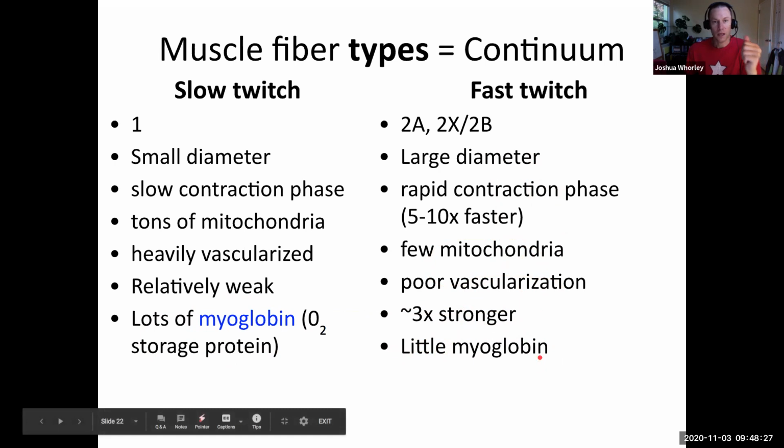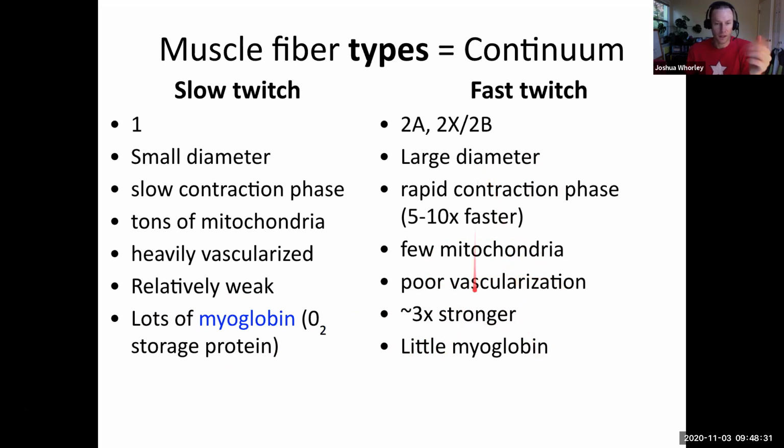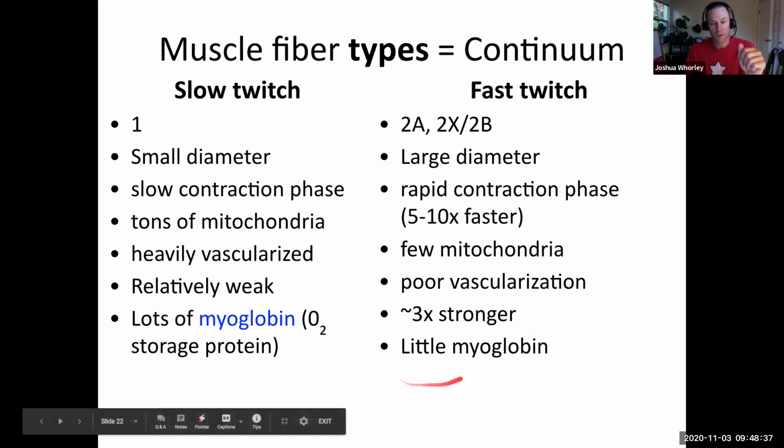They're really good at producing ATP via glycolysis. And so the one thing that I sort of neglected to add here are the enzymes responsible for glycolysis are very high in these, right?